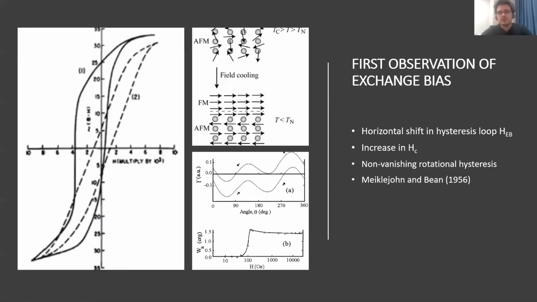Also, their observation vanishes above the Neel temperature of our antiferromagnetic layer, but they experience these loops below the Neel temperature. Above the Neel temperature, our antiferromagnetic layer just adds a paramagnetic characteristic to our ferromagnetic layer's hysteresis loop.